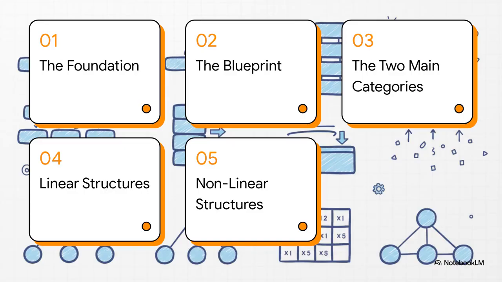So here's our game plan. We're going to start with the basics, the absolute foundation. What's the difference between data and information? Then we'll get into the blueprint, what data structures actually are. And after that, we'll get our hands dirty with the two main types, the linear ones and the nonlinear ones.